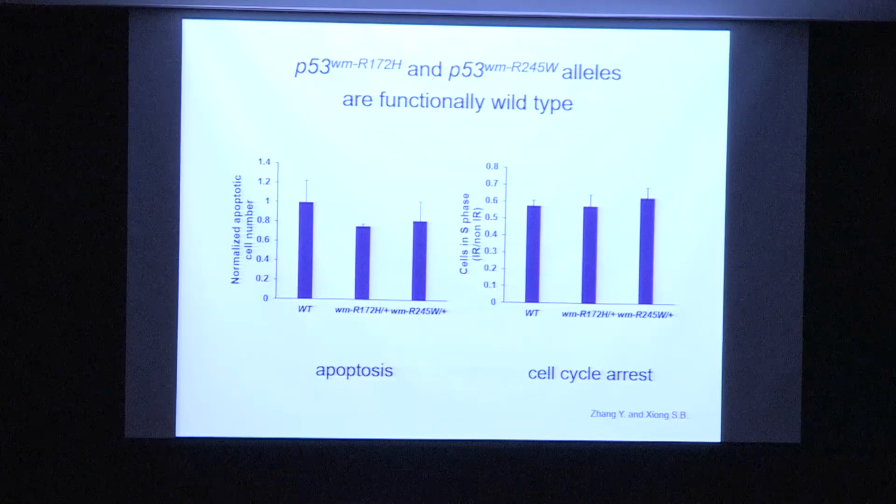What about some of the other functions? Apoptosis and cell cycle arrest are two other effects of wild type p53 activity. So here you see what happens to wild type p53. This is in the thymus, and we irradiate the thymus and we get rampant apoptosis. It's p53 dependent. So this is the levels of apoptosis in the wild type, with the H allele and with the W allele. There's no difference. Okay? So when these mice get irradiated, all of these three genotypes have the same apoptotic response and the same cell cycle arrest program.